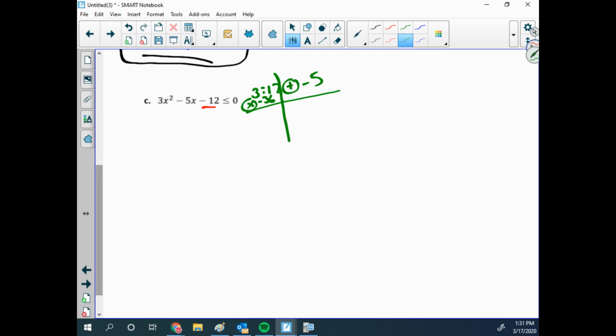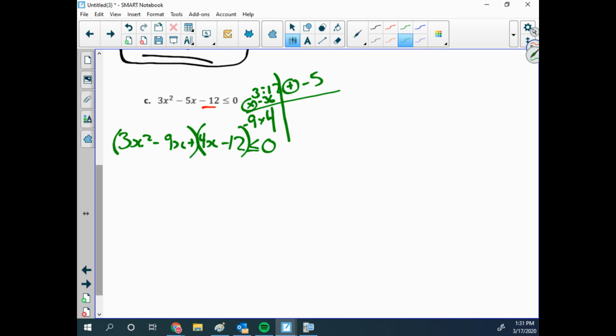Or if you think it's unfactorable using traditional methods, you can always use the quadratic formula. But the numbers that we're looking at here would be negative 9 times a positive 4. And I need to split my middle term. So this would be 3x squared minus 9x plus 4x minus 12. Where is that less than or equal to 0?